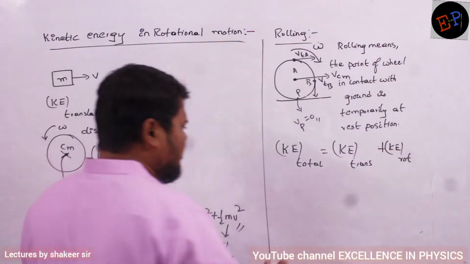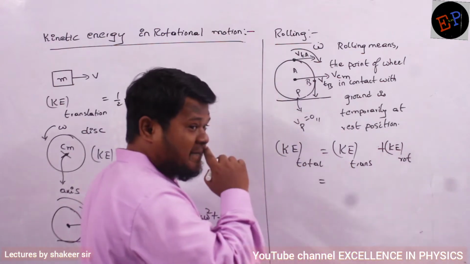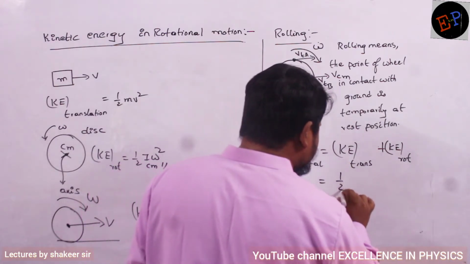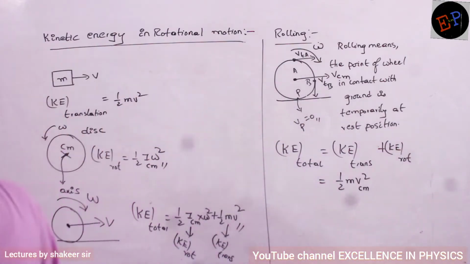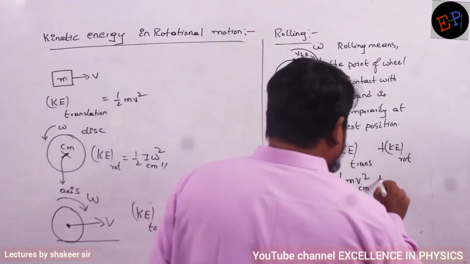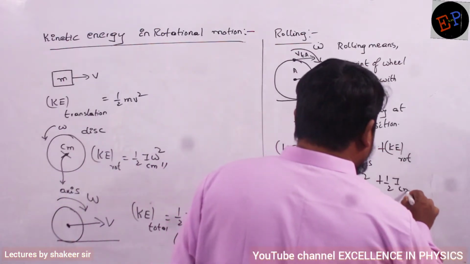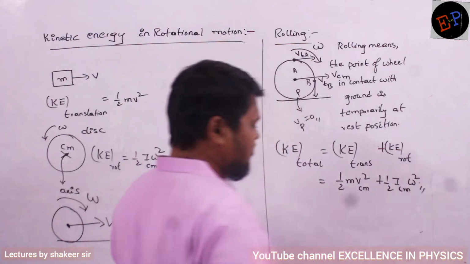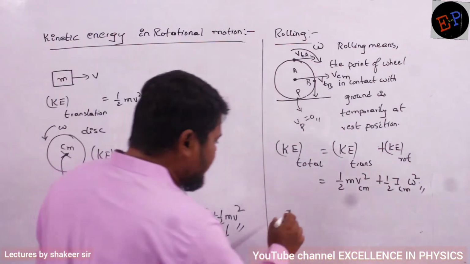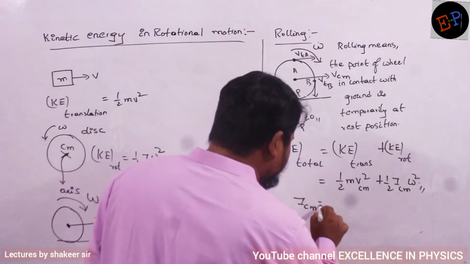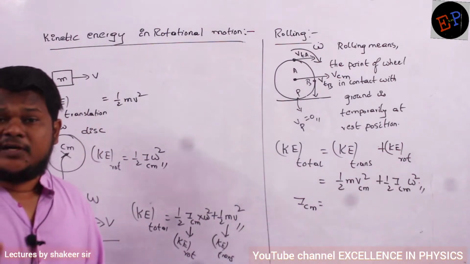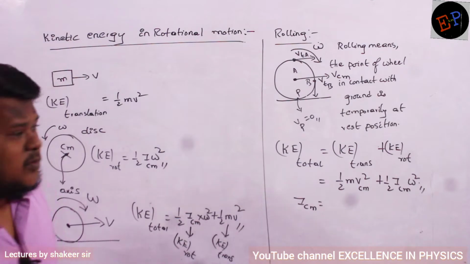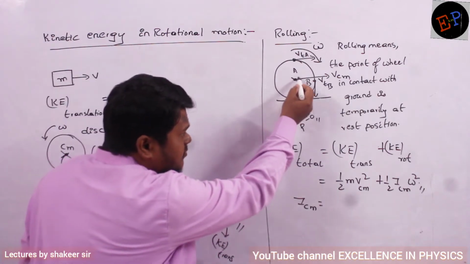So what is the kinetic energy because of translation? Kinetic energy because of translation is half m Vcm square. That's all, no? Kinetic energy because of rotation is half I center of mass multiplied by omega square. Now what is meant by I center of mass? I means moment of inertia. Moment of inertia about which point? Moment of inertia about the center of mass.